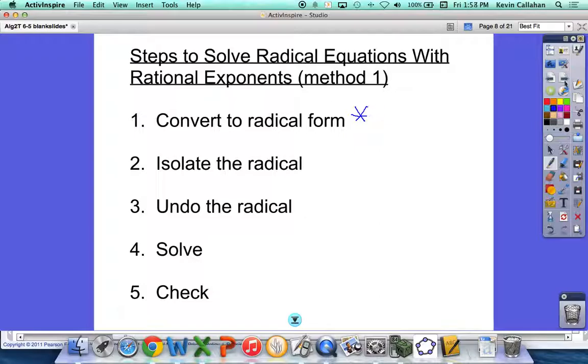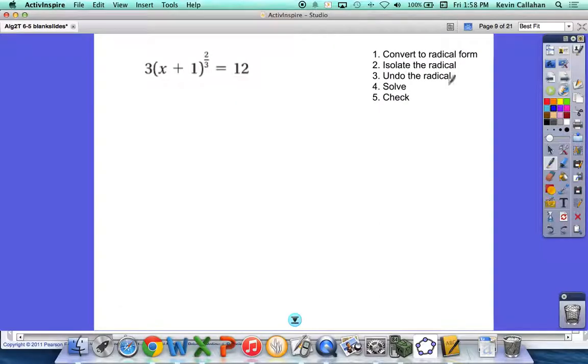Okay, I'm going to go to the next slide. The same, it's all written up here if you were still copying anything. So again, the first step would be to convert the rational form to a radical form. Now, that's not the whole equation. That's just this little piece right there. What would that look like as a radical?